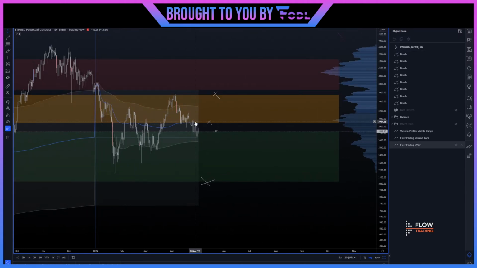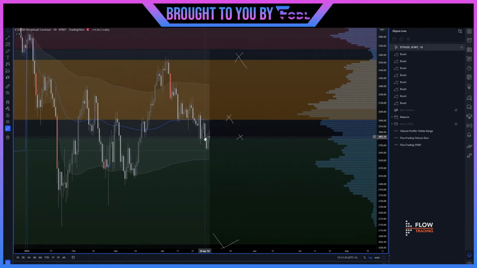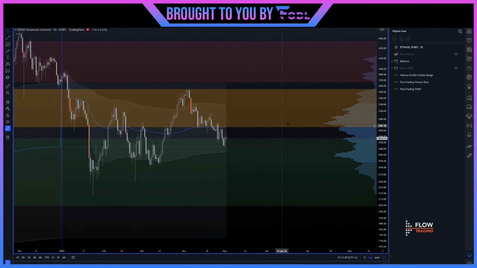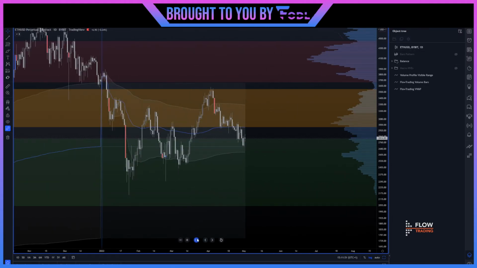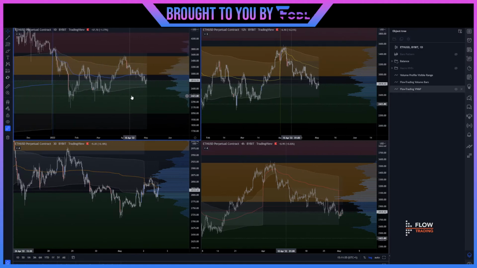We got rejected at the top there, came all the way down to the previous year's VWAP. We got rejected back again, back above, and we're still in an imbalanced state. We're still in the middle of these two balance areas. So which way is it going to go? Again, let's try and do this on the 12-hour and the 4-hour chart.